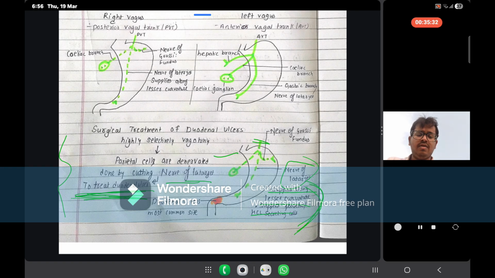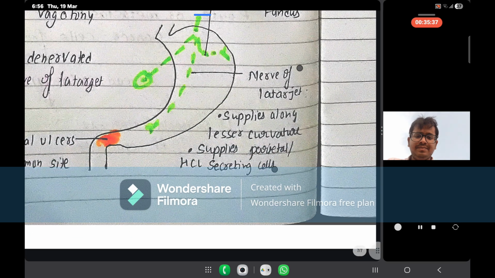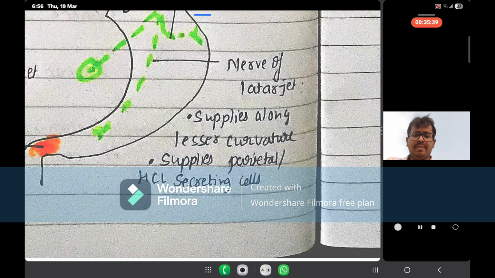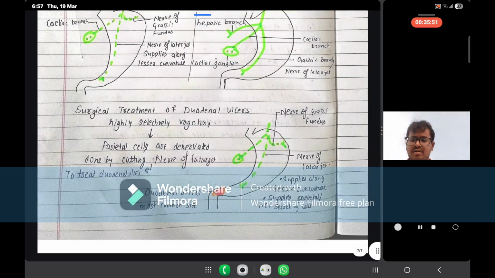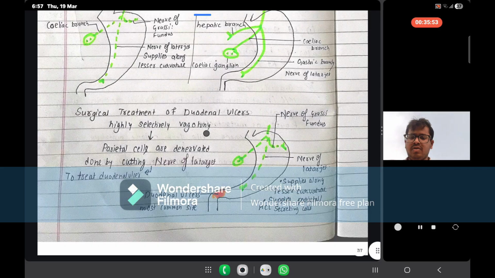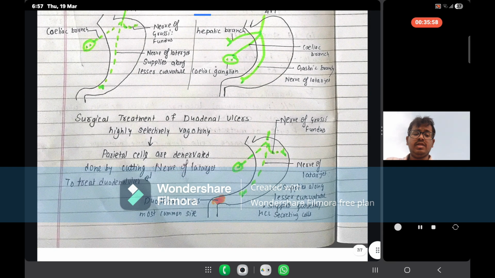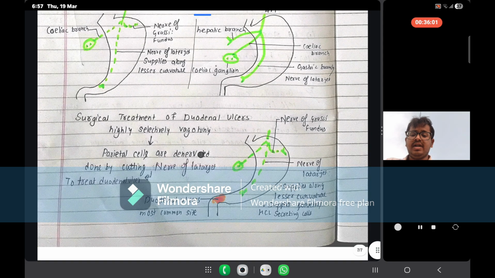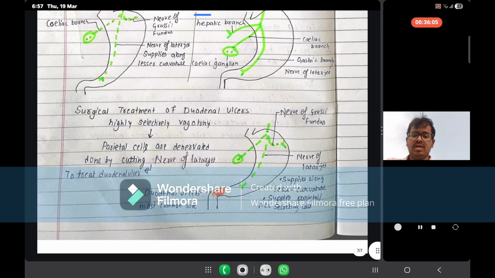What is the work of the nerve of Latarjet? The nerve of Latarjet supplies along the lesser curvature and supplies the parietal HCl secreting cells. So we have done this surgical treatment of duodenal ulcer, highly selective vagotomy. We don't cut from anywhere. Obviously selectivity should be maintained. Parietal cells are denervated by cutting the nerve of Latarjet to treat duodenal ulcer.